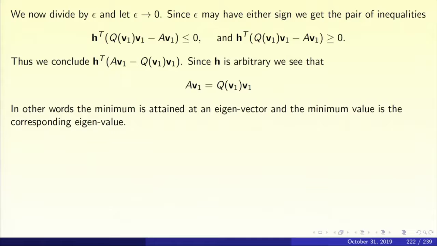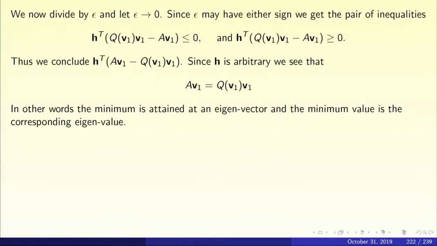On the other hand, if I take epsilon to be negative, if I allow epsilon to go to 0 through negative values, when I divide by epsilon, the inequality will change. You will get the reverse inequality, namely H transpose into QV1 V1 minus AV1 greater than or equal to 0. So these two inequalities will together mean H transpose AV1 minus QV1 V1 equal to 0.